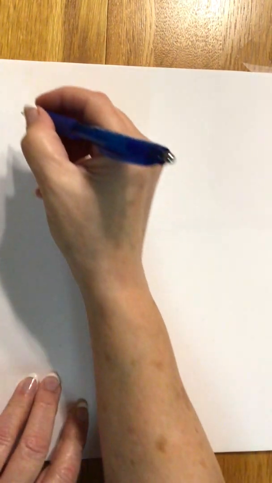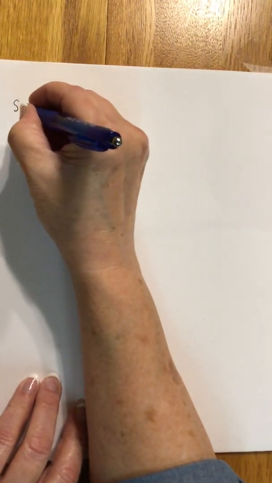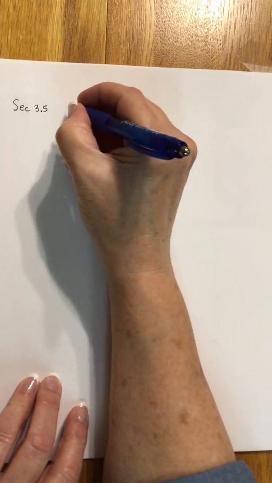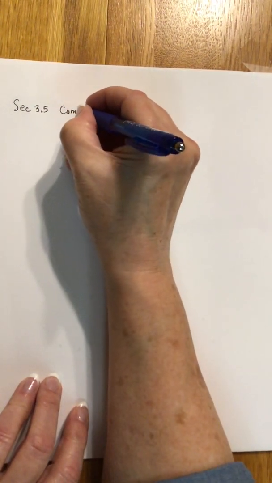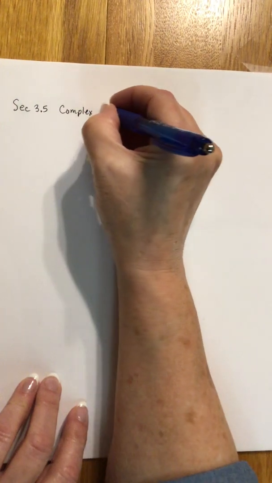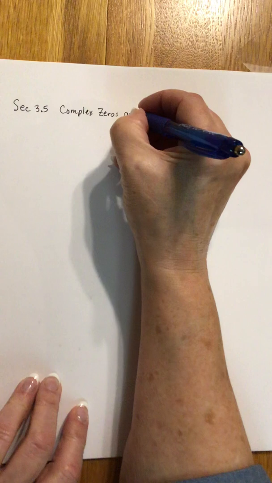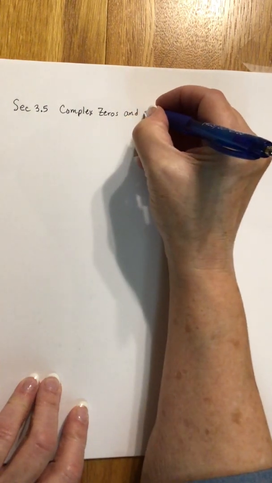Today we're going to talk about section 3.5. And it's going to be complex zeros and the fundamental theorem of algebra.